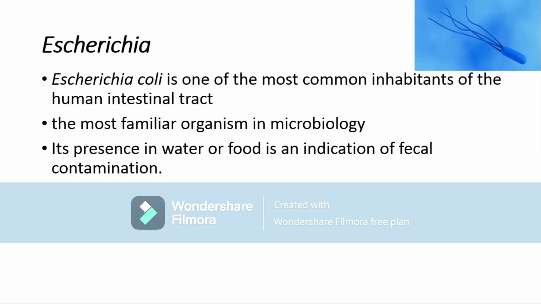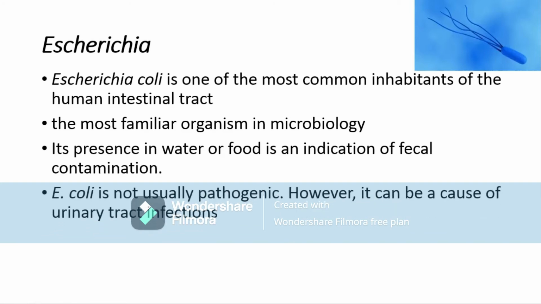Since they are normal inhabitants of your gut, they are part of the fecal material as well. So their presence in water or food is representative of fecal contamination. I told you that it is not pathogenic, but it may cause urinary tract infections if the immunity is suppressed, acting as an opportunistic pathogen. Generally it's not pathogenic. However, there are some strains of E. coli that can cause a severe form of diarrhea, which could be life threatening.